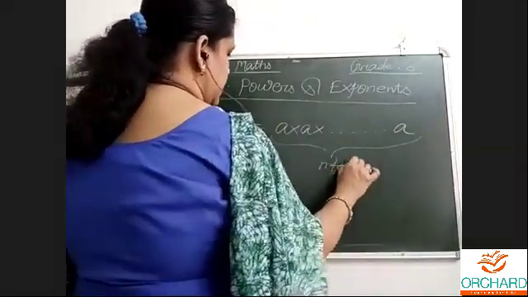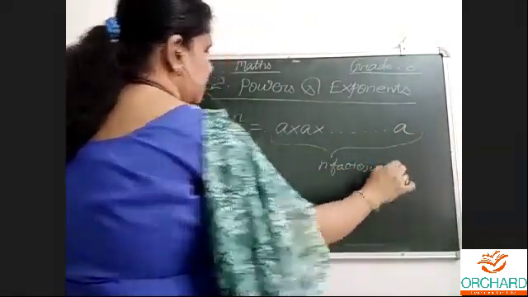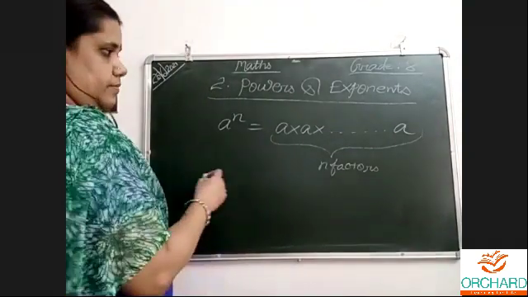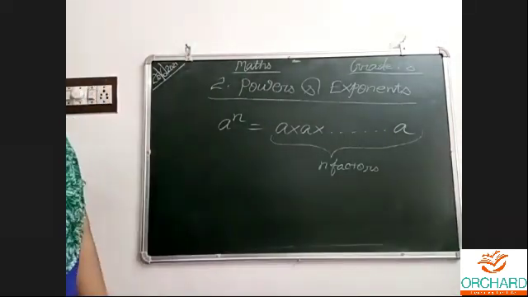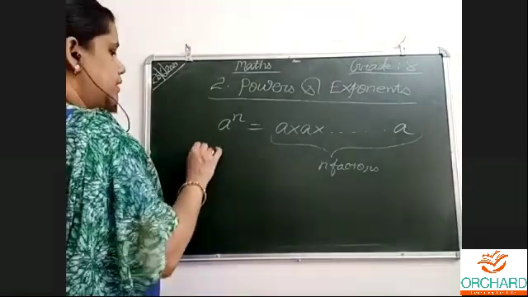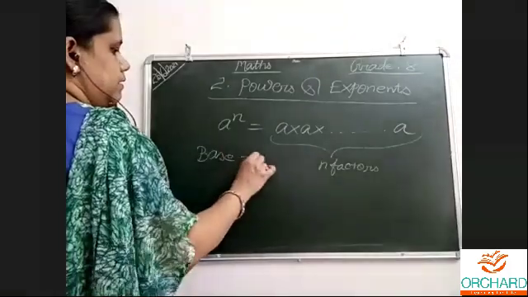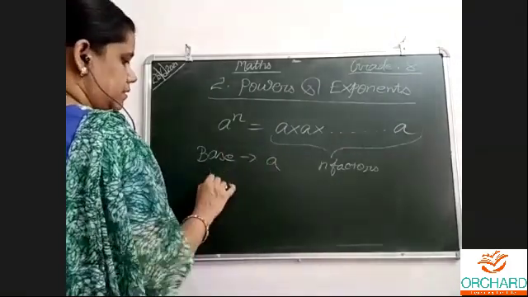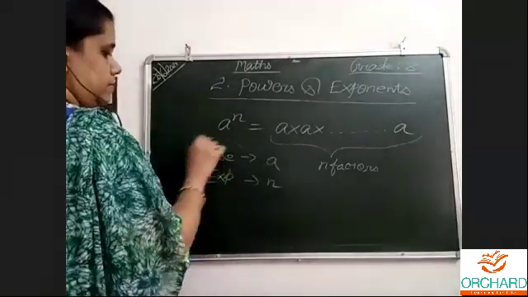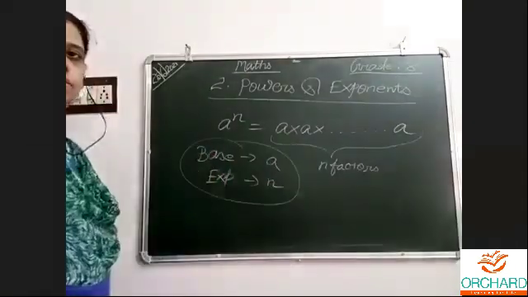N factor. How many times the number is repeated? Base and exponent we will say. Then we'll say the example. Base A, exponent, base B.